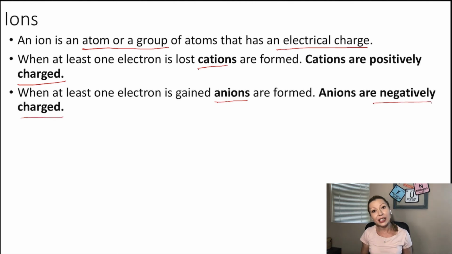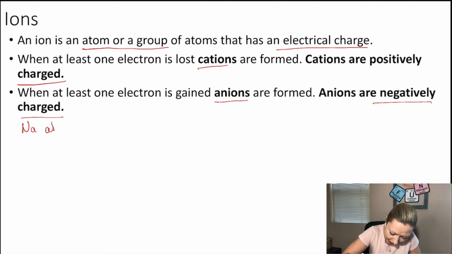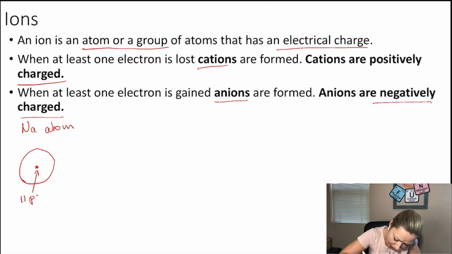So let's take a look at an example and try to figure out whether we make a cation or an anion. Let's start with a sodium atom. In a sodium atom, we are going to have 11 protons in the nucleus, and if it's neutral, we are going to have 11 electrons around it.